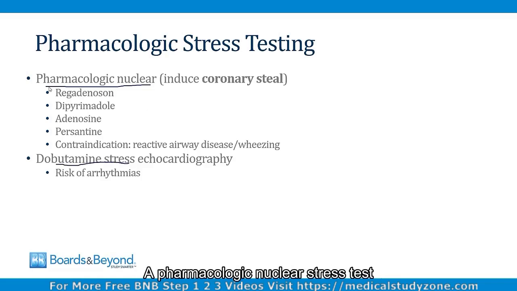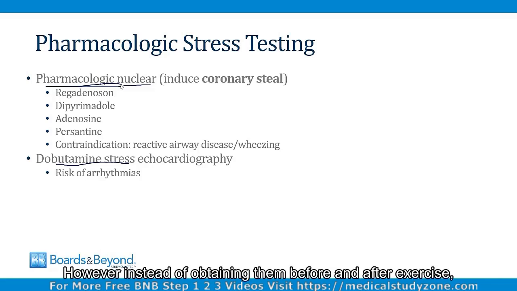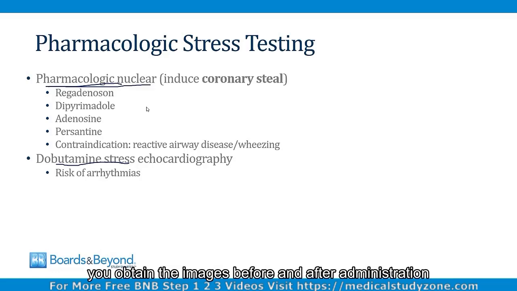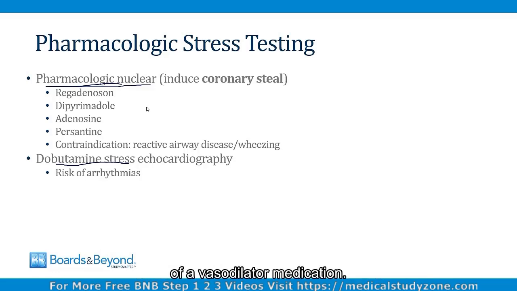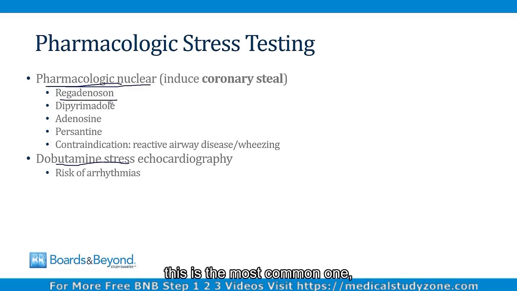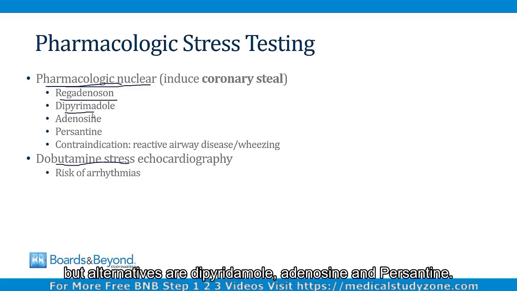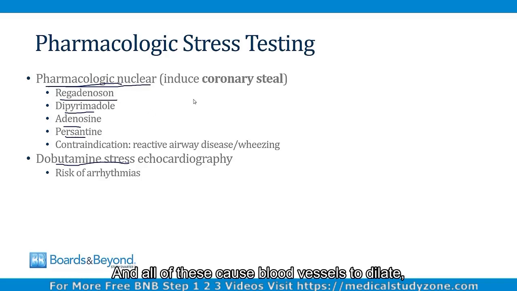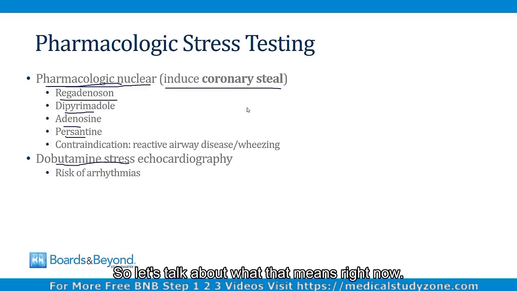A pharmacologic nuclear stress test is done by obtaining images just like we saw on the last slide. However, instead of obtaining them before and after exercise, you obtain the images before and after administration of a vasodilator medication. The vasodilators that are used include regadenoson. This is the most common one, but alternatives are dipyridamole, adenosine, and persantine. And all these cause blood vessels to dilate, and that induces what's known as coronary steal. So let's talk about what that means right now.